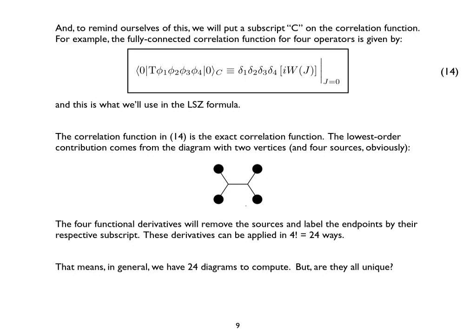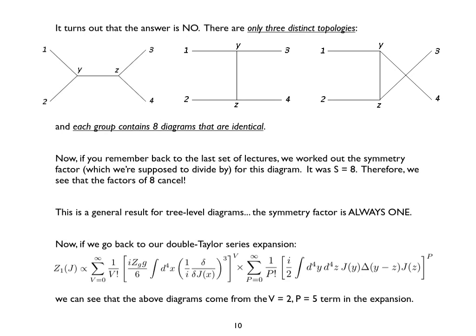Right? But what you're going to find is that because you have four functional derivatives, there's 4 factorial ways of carrying out these derivatives. So you get 24 ways, basically, to carry out these derivatives. Okay? And so that means that there's going to be, in general, 24 diagrams to compute. That's a lot. That would be bad. Okay? But you have to ask yourself, are they unique? And it turns out that they're not.